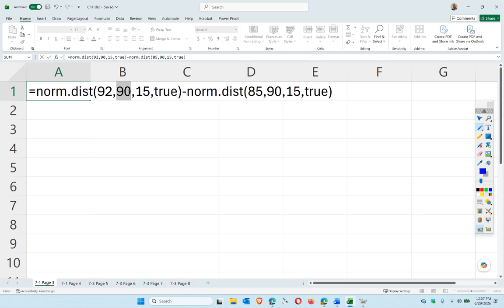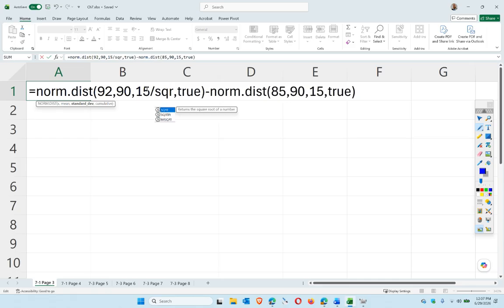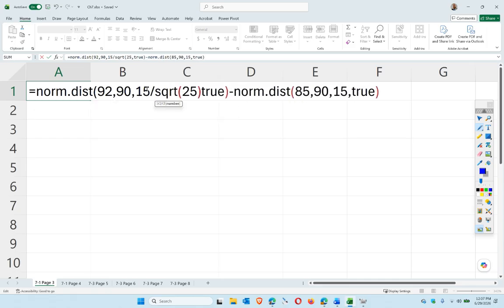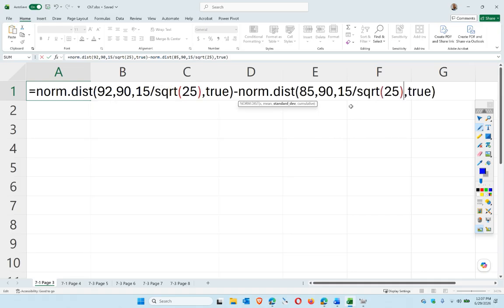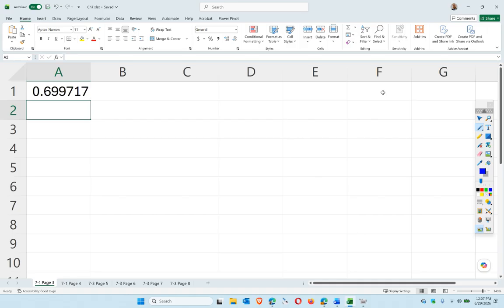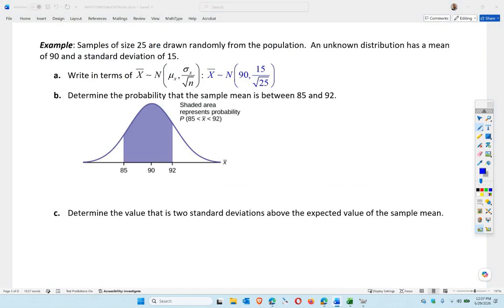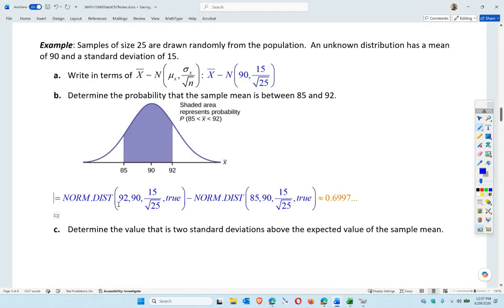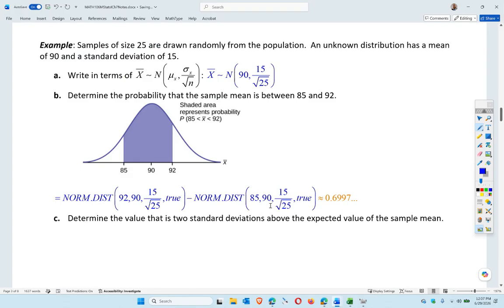So the mean of the individual and the mean of the group is the same. However, the standard deviation gets smaller. It gets smaller by the square root of the sample size, so we have to manipulate it by doing this. So now this is saying, what's the chance the sample that I take is between 92 and 85 for a sample size of 25, which is a different question. So about 69.97, essentially. All right, so you have to distinguish Chapter 6 versus Chapter 7. Are we asking about an individual being selected or a group being selected?